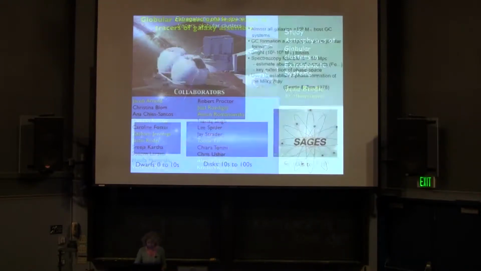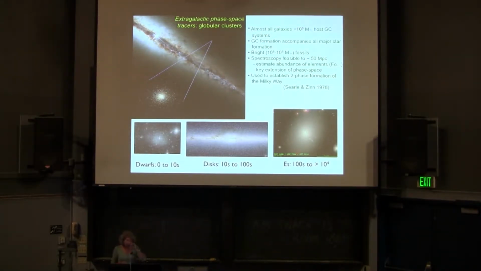So for those of you that are not globular cluster aficionados, just a few words about why globular clusters are useful in trying to understand galaxy formation. Well, first of all, pretty much all galaxies above a very low mass threshold have a retinue of globular clusters. So they belong to galaxies of all morphological types. And the idea is that globular cluster formation accompanies all the major star formation episodes in a galaxy's history.